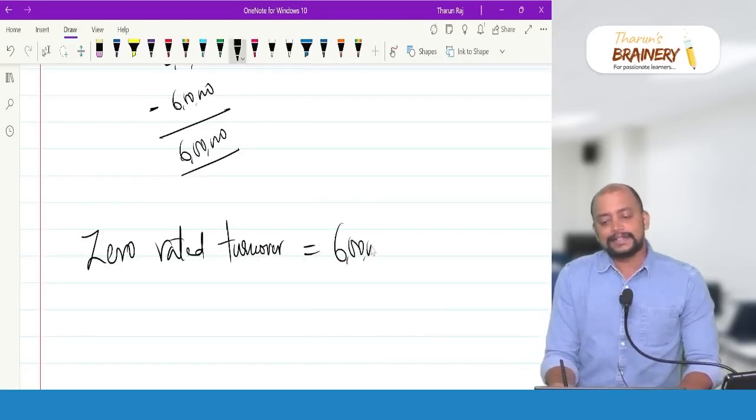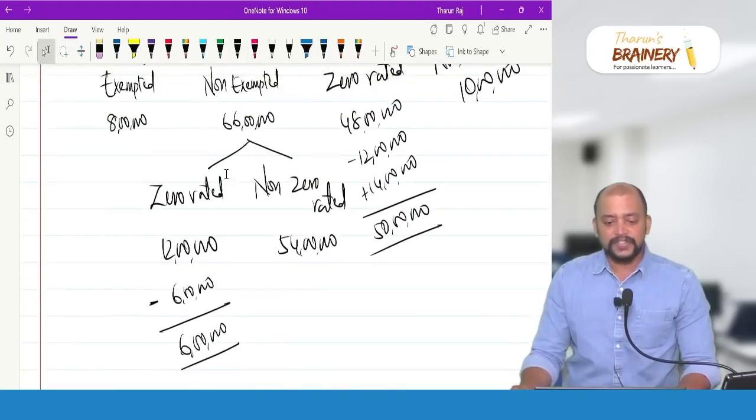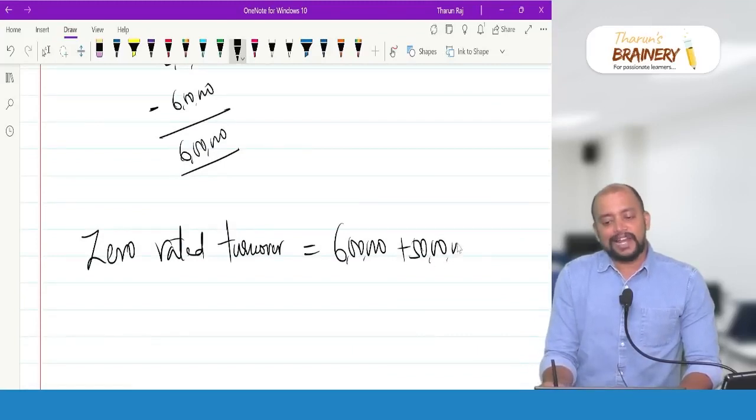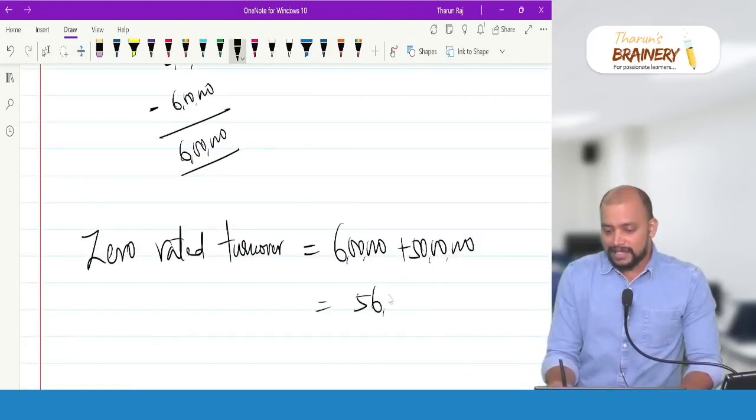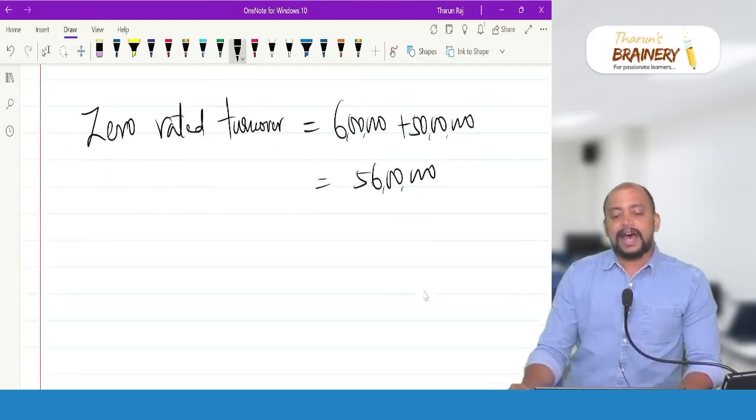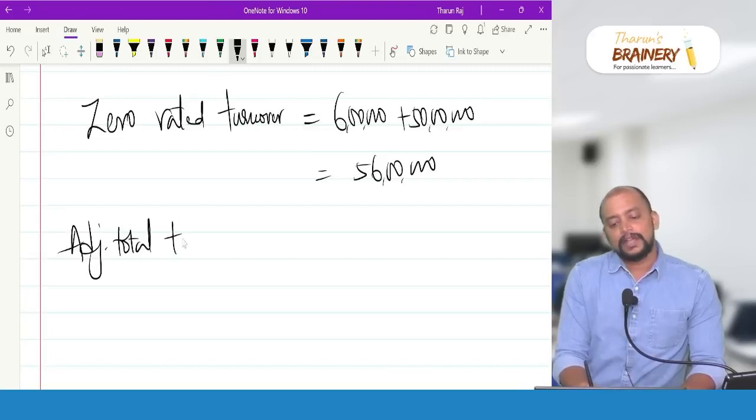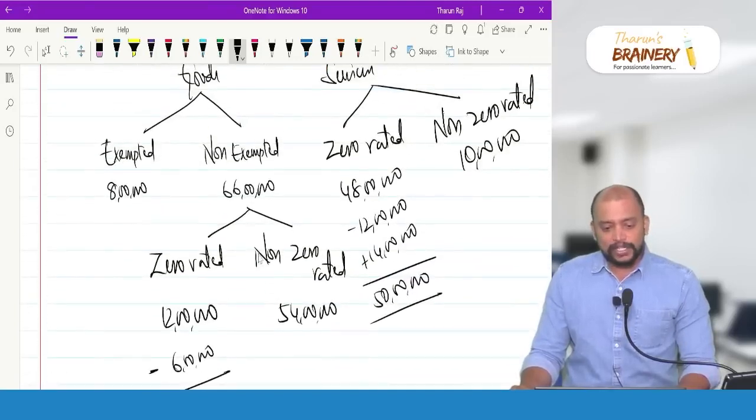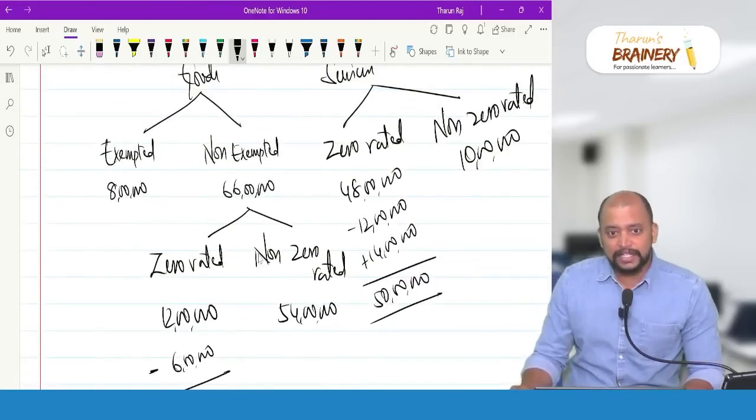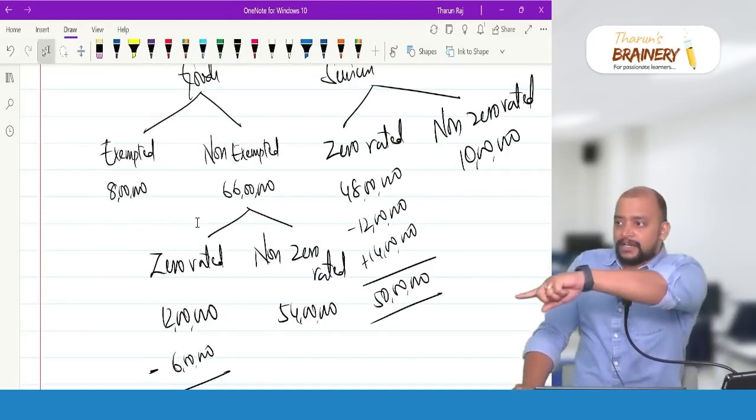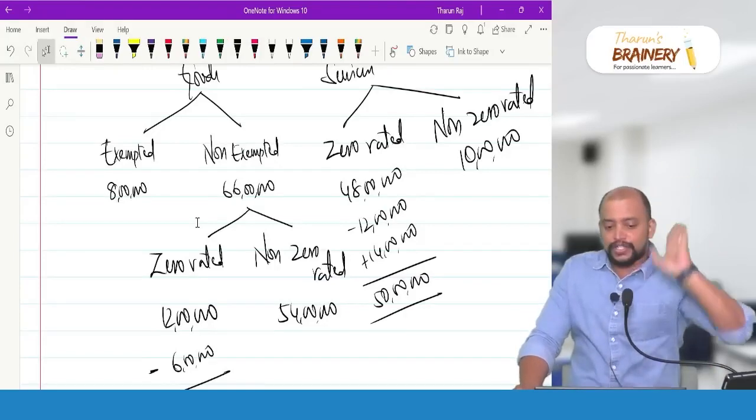Six lakhs plus, this is for goods; for services, 50 lakhs, so that will be 56 lakhs. Then adjusted total turnover. What is adjusted total turnover? Exempted will not come in adjusted total turnover, because ITC is not pertaining to exempted. ITC is pertaining to taxable only, so it should not come.